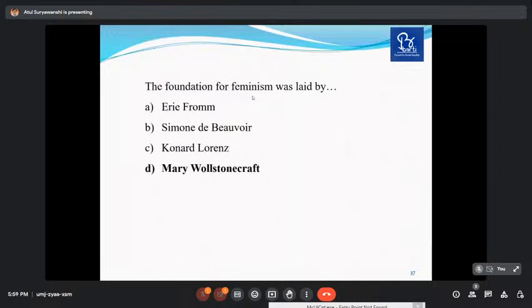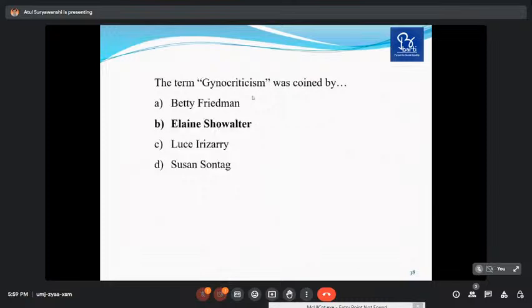The foundation of feminism was laid by Mary Wollstonecraft. It is not Simone de Beauvoir or Konrad Lorenz. The answer is Mary Wollstonecraft, when she published the book A Vindication of the Rights of Woman in 1792. That book was the beginning of feminism. That was the classic book I told you about yesterday. Let us turn towards the next slide.